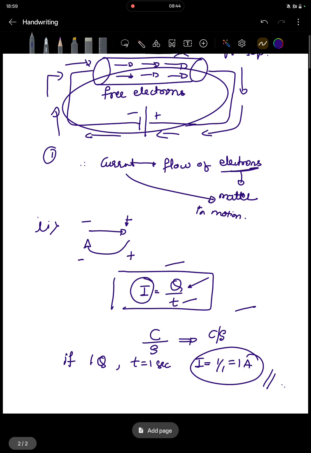So this is about today's class. In the next class, we will discuss whether electric current is a scalar or vector quantity, and what the types of current are.